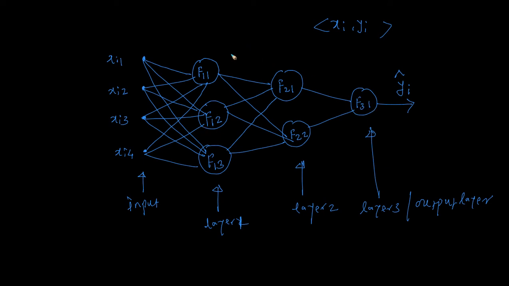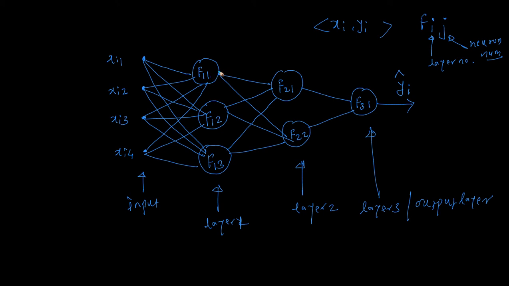So the representation for the function or this unit, neuron unit, is like this: Fij. This is the layer number, and this is the neuron number from top, right? So that is how we can represent a function or neuron, right?